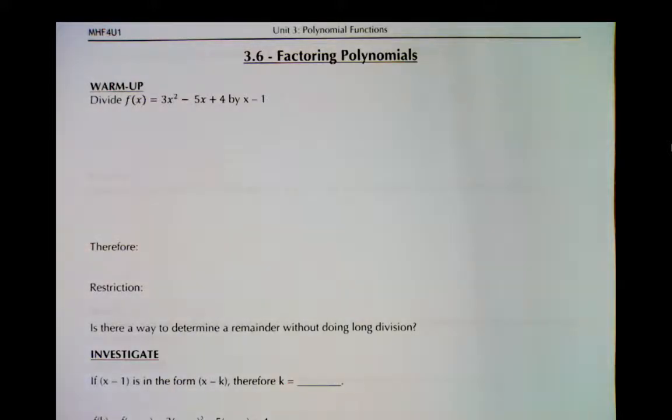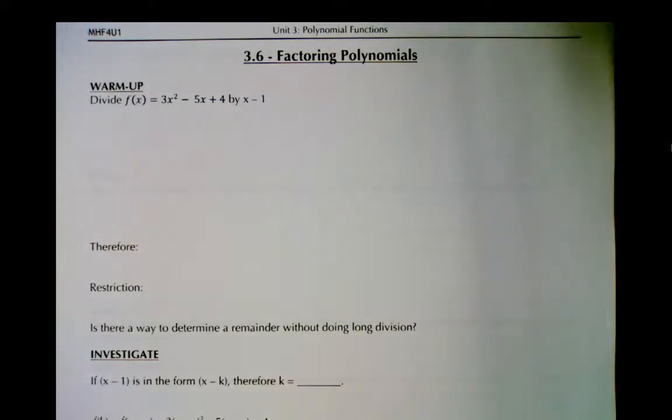This is lesson 3.6, factoring polynomials. It's going to be split into two videos. The first video is on something called the remainder theorem, and the second video will be on the factor theorem. In order to describe what the remainder theorem is, we must first do some polynomial division so we can explore the remainder theorem further. So let's warm up by doing a little bit of polynomial division.